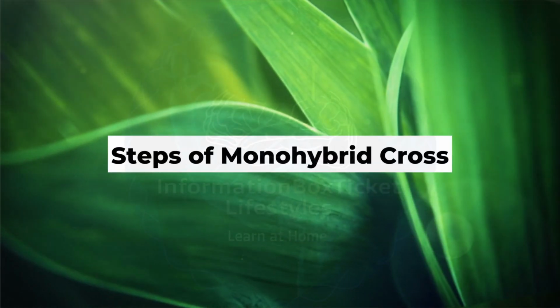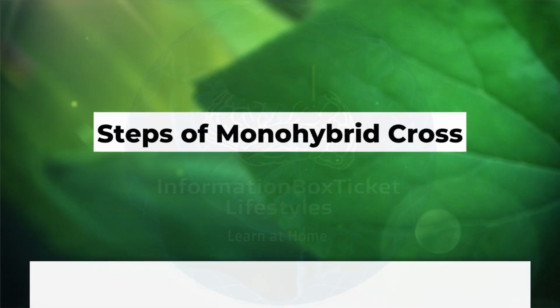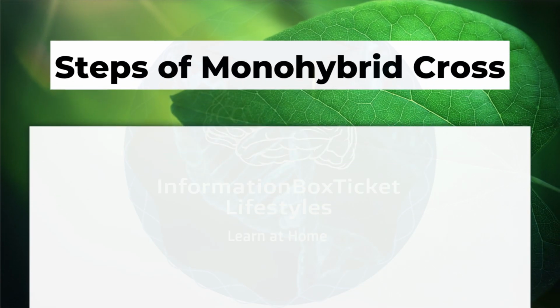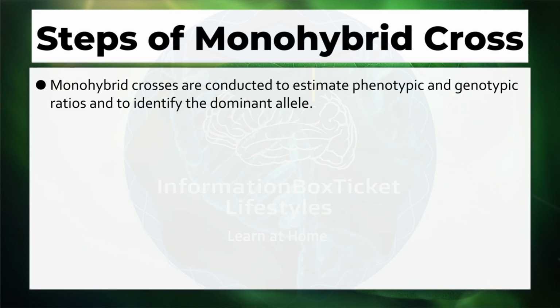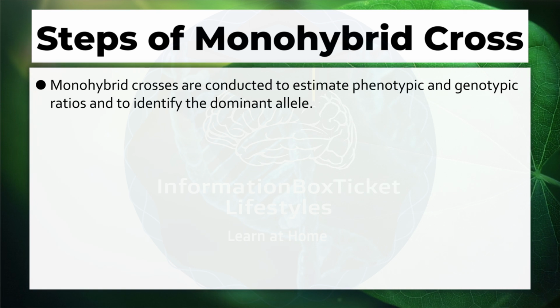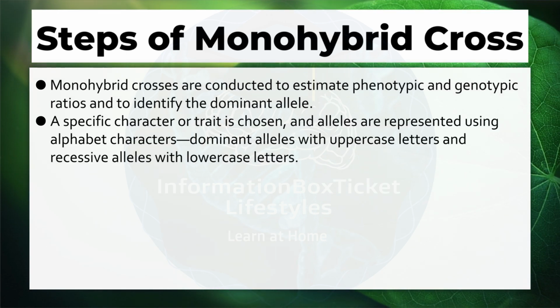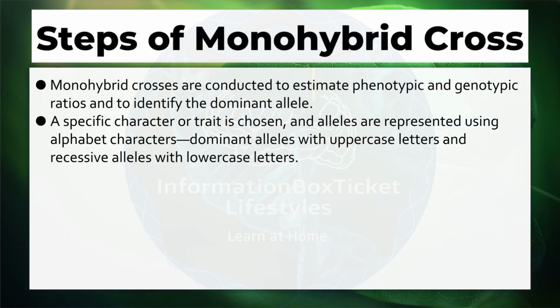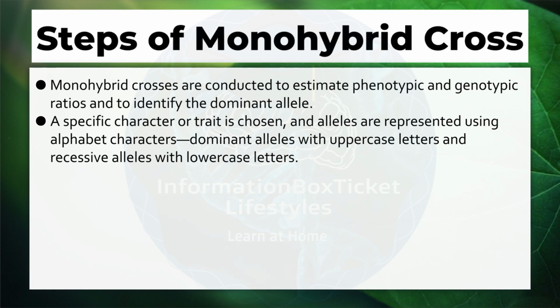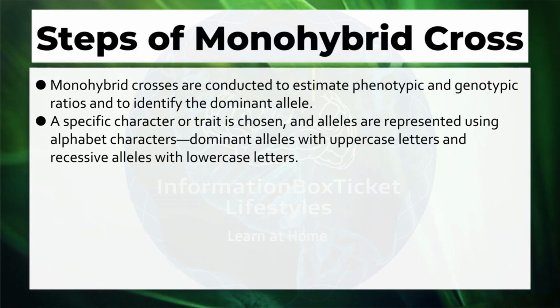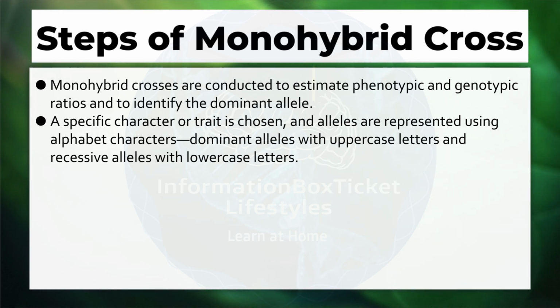Steps of monohybrid cross. Monohybrid crosses are conducted to estimate phenotypic and genotypic ratios and to identify the dominant allele. A specific character or trait is chosen, and alleles are represented using alphabet characters, dominant alleles with uppercase letters, and recessive alleles with lowercase letters.